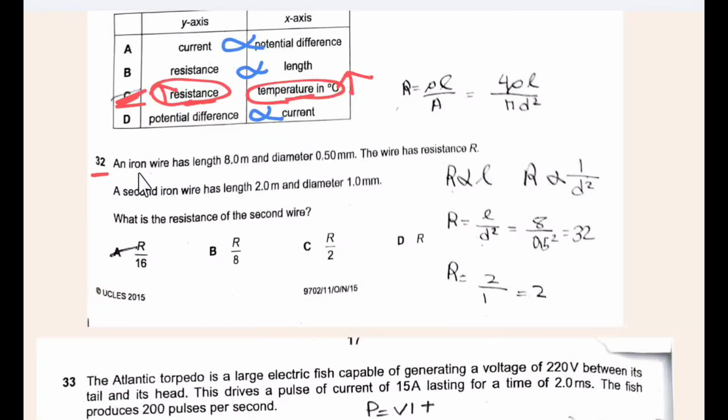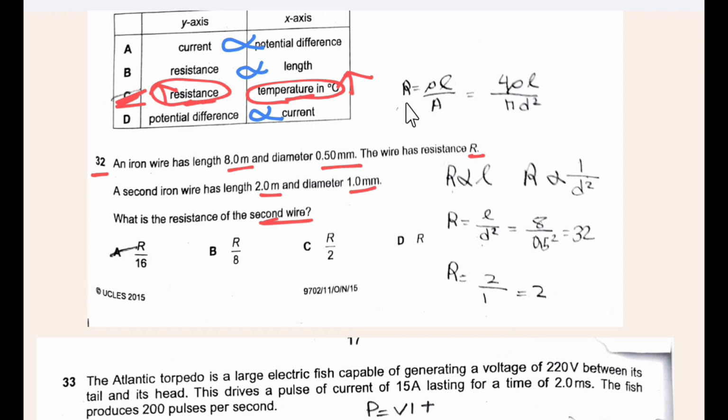Number 32. An iron wire of length 8 meter and diameter 0.50 millimeter. The wire has a resistance R. A second iron wire has length of 2 meter and diameter of 1 millimeter. What is the resistance of the second wire?